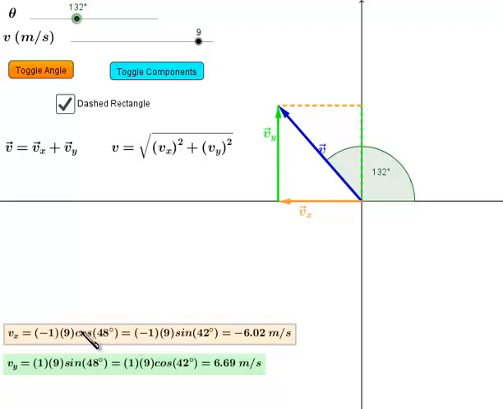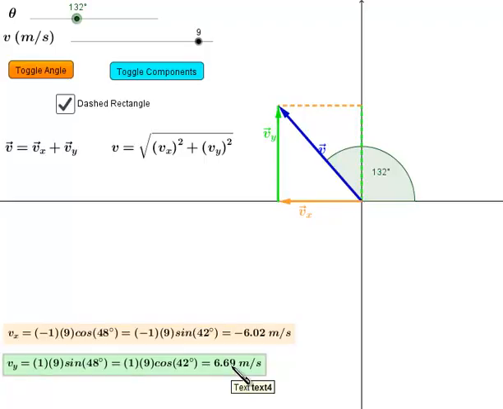Let's look at the scalar components then of this vector. The x scalar component is minus 6.02. What this is telling us is that the vector component has a magnitude of 6.02 and points in a negative x direction. What this scalar component is telling us is that the corresponding vector component has a magnitude of 6.69 and points in the positive y direction.